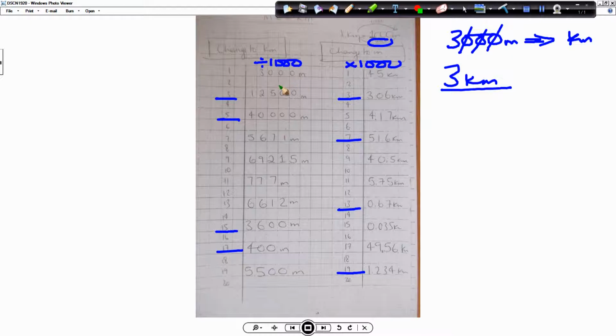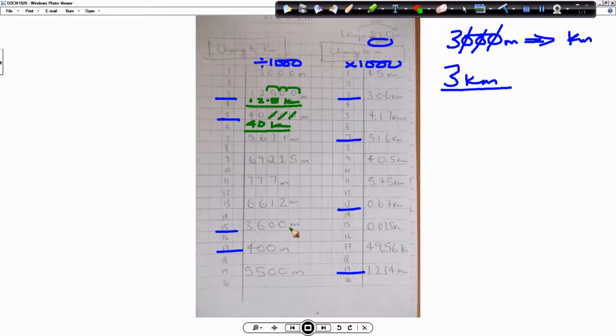12,500 meters, we have to divide it by 1000. So we move this from point 1, 2, 3, we put it at the end, drop it down. So that becomes 12.5 kilometers. Those 2 zeros are unnecessary. I've skipped one step. Okay, next question. 40,000 meters divided by 1000, remove 3 zeros. Hello, Khadija? 40 kilometers. Done.